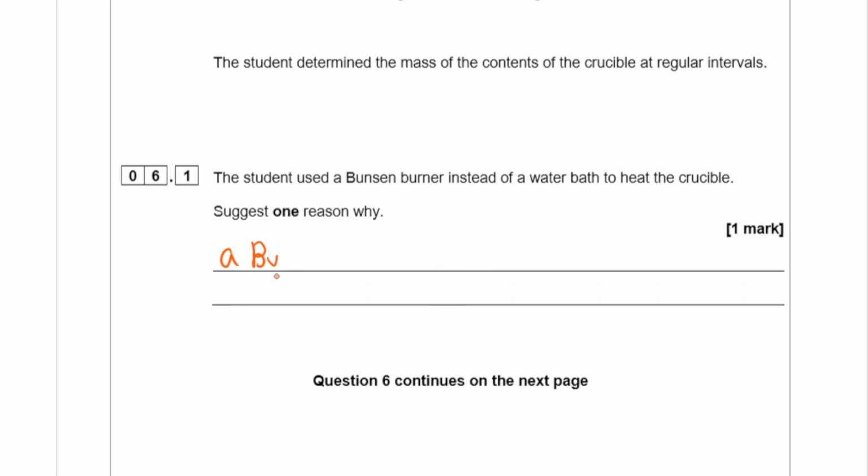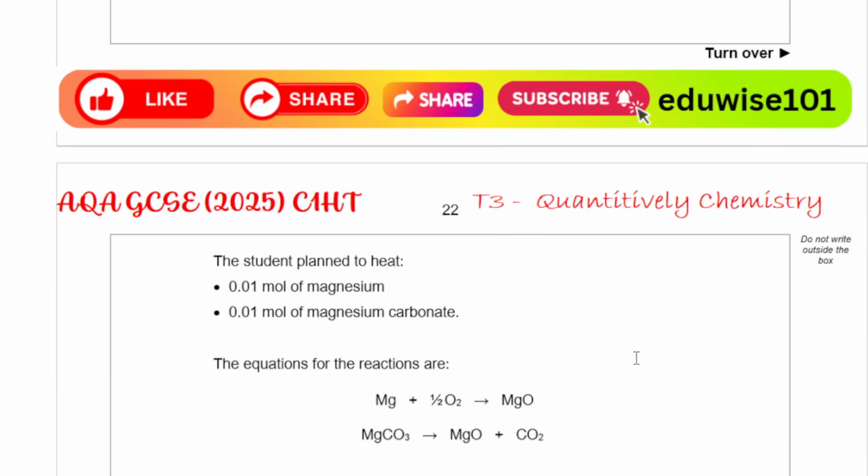Bunsen has to be capital. Bunsen burner reaches a higher temperature. Now you could say the water bath will not be hot enough.